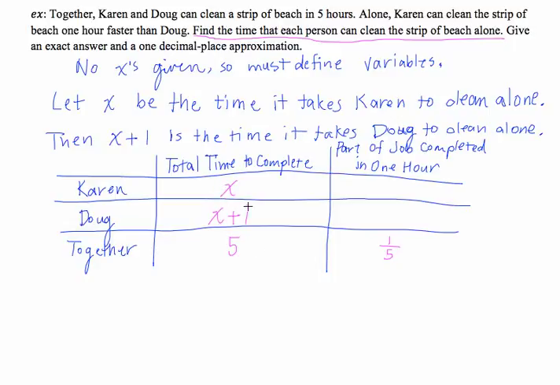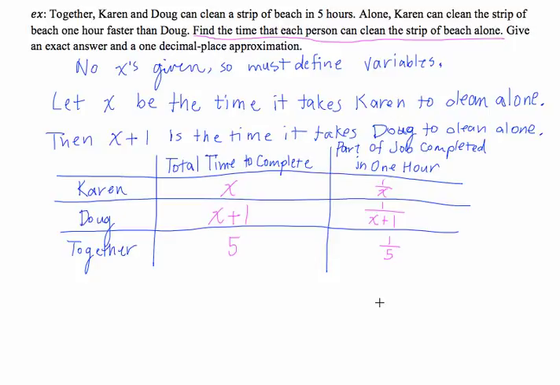So if it takes Karen X hours to complete the job by herself, then the part of the job that she'll complete in 1 hour is 1 over X. Okay, maybe it helps to think of it with numbers, right? Let's just imagine for a minute that X is 7, and I'm just making that up. I don't know what the answer is yet. But if it takes Karen 7 hours to complete the job, then in 1 hour she completes 1/7 of the job. So that makes sense. Okay, so you divide by total time to compute. So if it takes Doug X plus 1 hours to complete the total job, the part of the job that he'll complete in 1 hour is 1 over X plus 1.